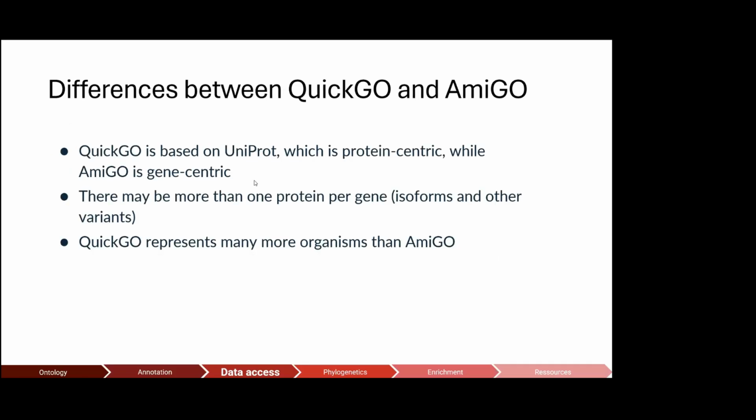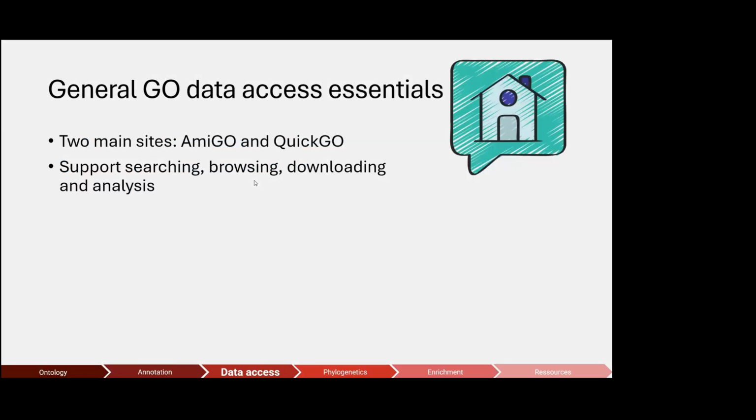So to finish this part, there are differences between QuickGO and AmiGO. QuickGO is based on UniProt, which is protein-centric, while AmiGO is gene-centric. And there may be more than one protein per gene, like isoforms or other variants. And QuickGO represents many more organisms than AmiGO. So you usually have more data in QuickGO.